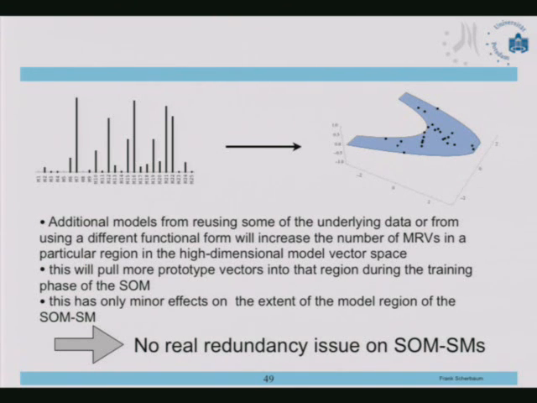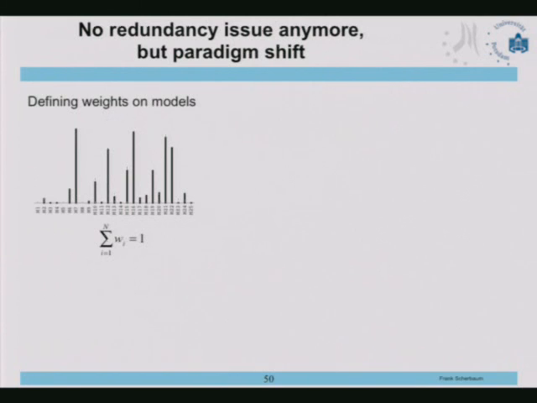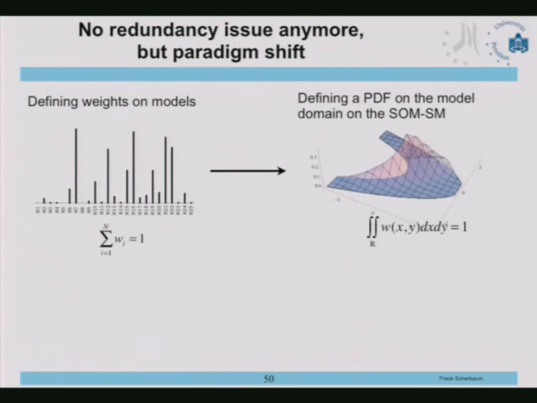However, what we would be doing then is we would actually perform a major paradigm shift. We would move away from the purely model perspective, and we would move into a domain where the epistemic uncertainty is no longer represented by a set of weights defined over a set of categories, but by a probability density function on the model domain. So for example here on the Sammon's map of the SOM.